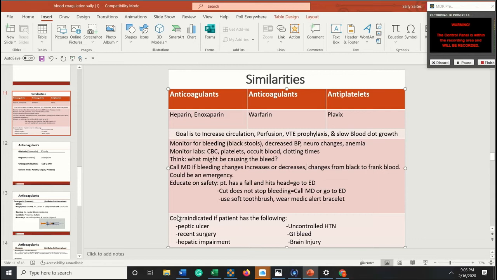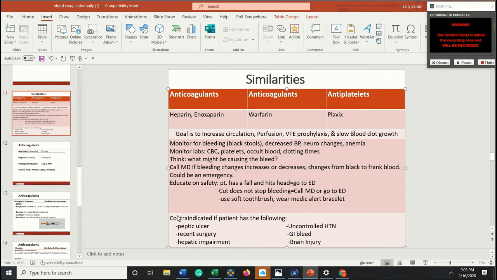Now, you need to call the MD if the bleeding changes, if it increases, if it decreases, if there are changes. So if they don't have any black or red in their stool, and now all of a sudden they do, you need to call them and let them know this. Or if the black stool all of a sudden turns into frank blood, which is red blood that's very like active bleeding blood, then you need to let the physician know immediately. All of these things could become emergencies extremely fast.